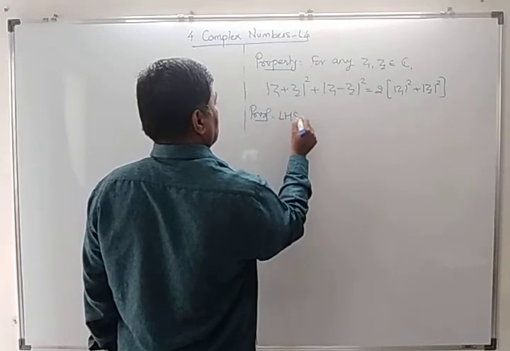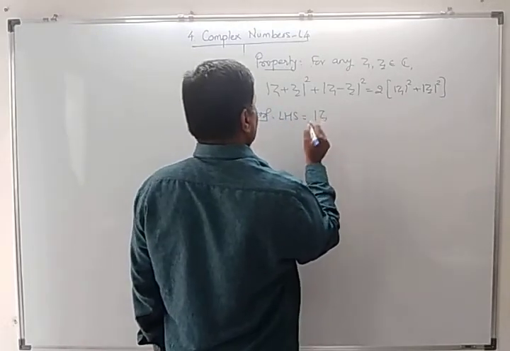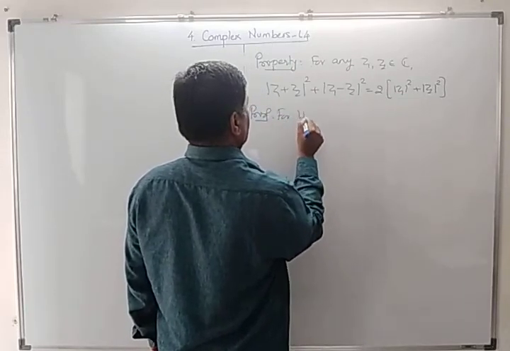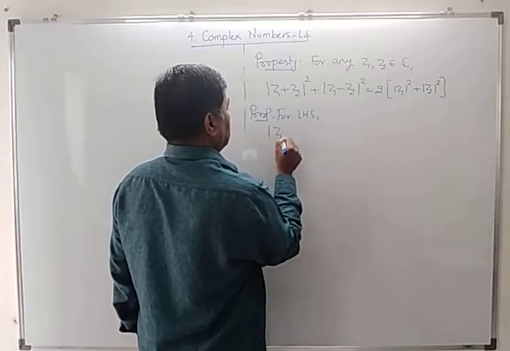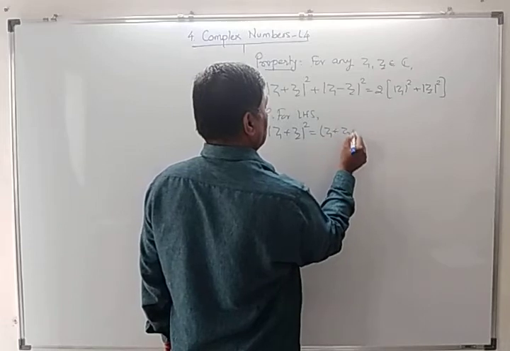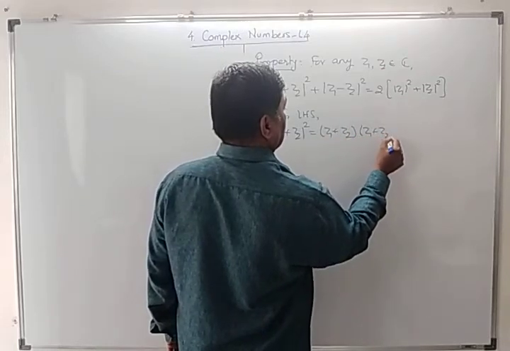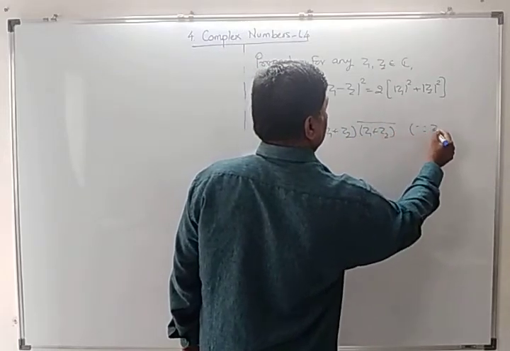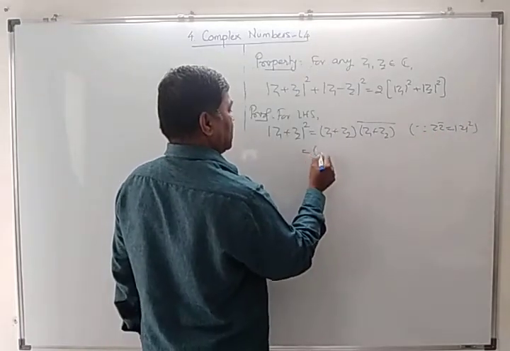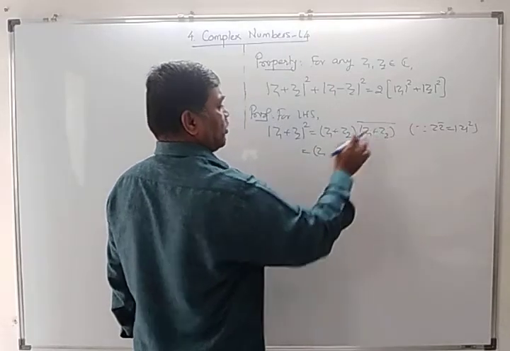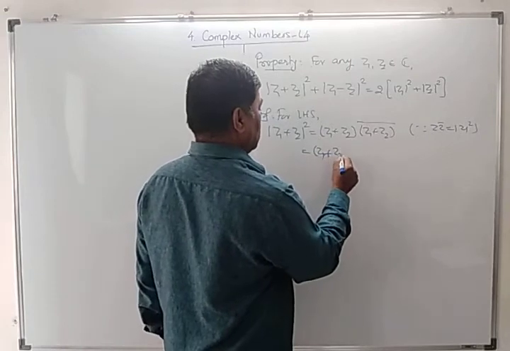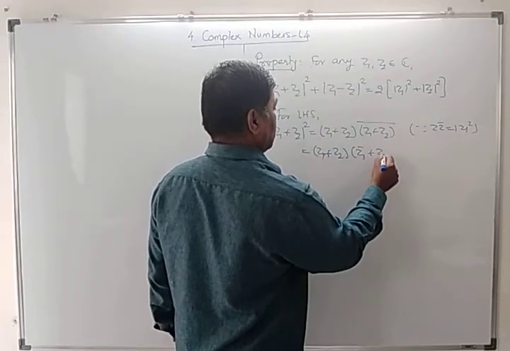For the left hand side, mod of z1 plus z2 squared is equal to z1 plus z2 into the conjugate of z1 plus z2, since z z bar is equal to mod z squared. The complex conjugate of an addition is the same as the addition of the complex conjugates. So this is z1 plus z2 into z1 bar plus z2 bar.